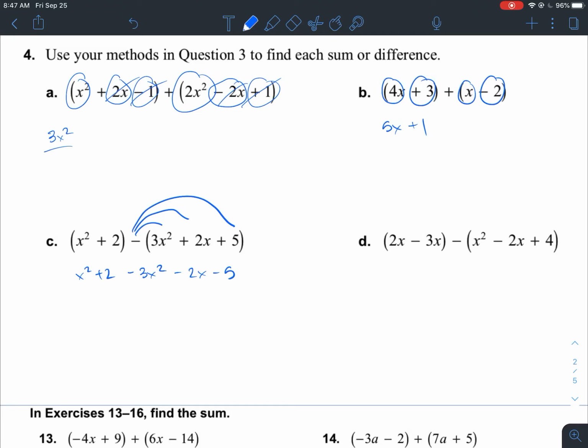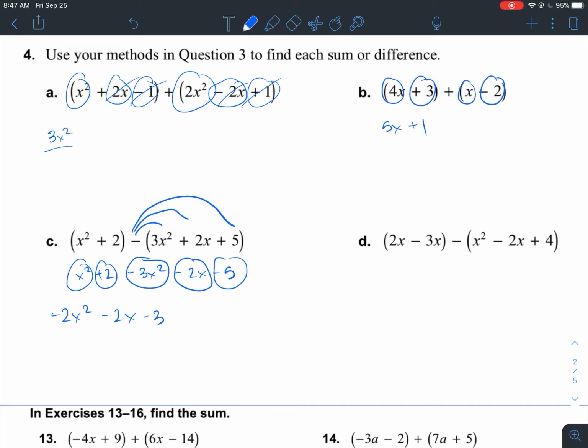Okay? So we have a negative 3x squared and an x squared, which would be negative 2x squared. Next, this would be negative 2x, and then we would add the coefficients, which would be negative 5 and positive 2, which is negative 3.